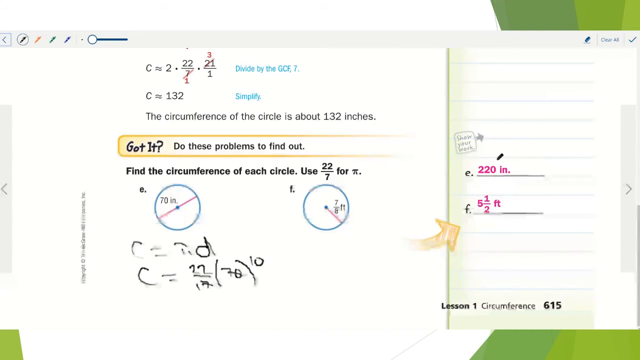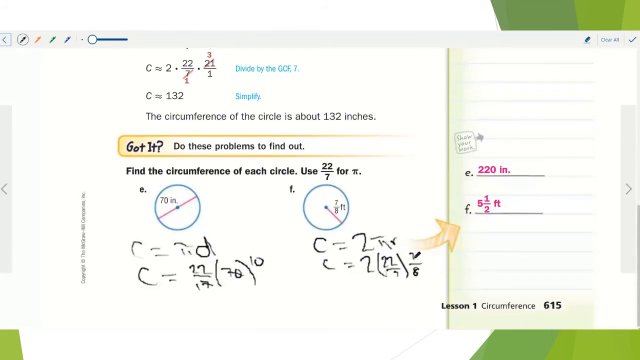As I take a look at letter F, they've given me the radius, so I'm thinking circumference is going to be equal to 2 times pi times radius. So circumference is equal to 2. Again, they want me to use 22 over 7, so I'm taking 2 times 22 over 7. And then I'm going to multiply that times my radius, which is 7/8.